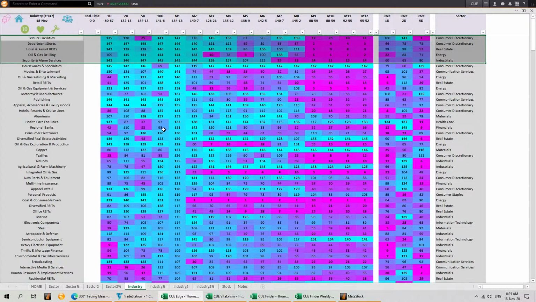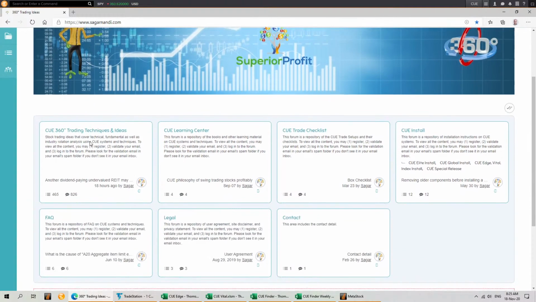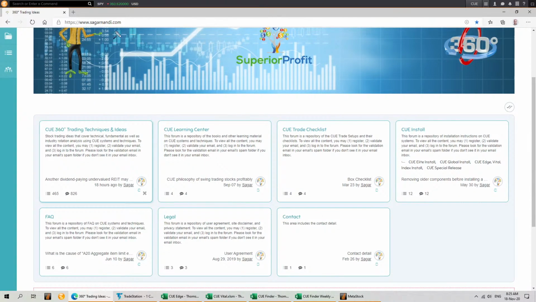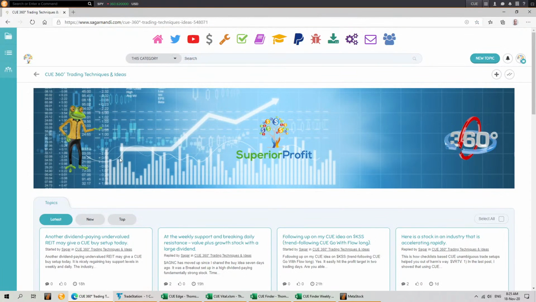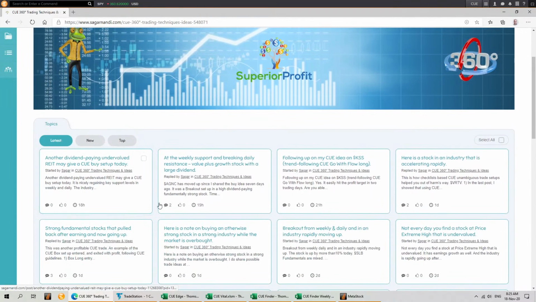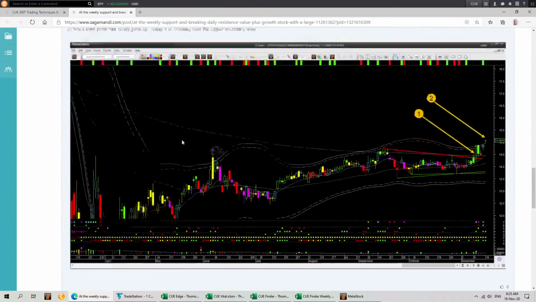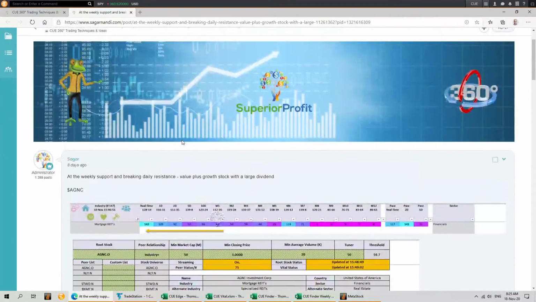I shared several of them in the recent weeks. Let's have a look at them. They are in the site sagarnandy.com under Q360 degrees trading techniques and ideas, where I usually share live analysis ideas. Let's look at several of them which have hit the profit target or stop loss. Not many have hit stop loss, mostly they hit profit target.